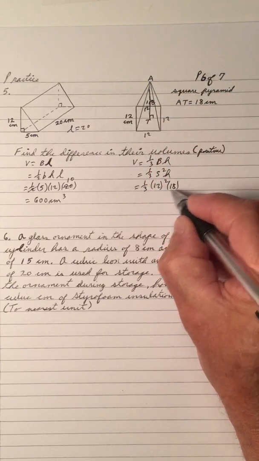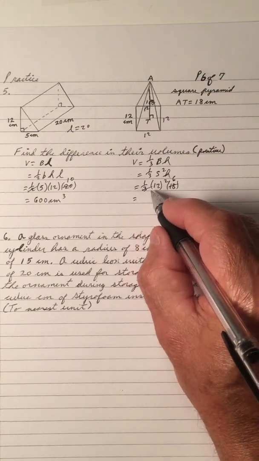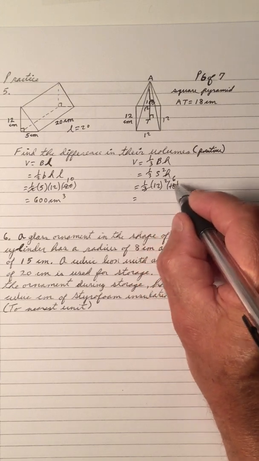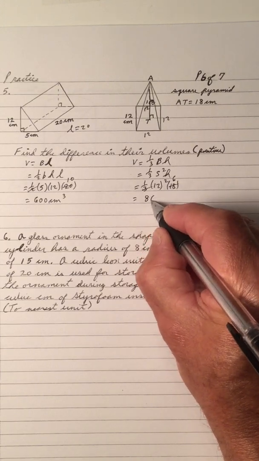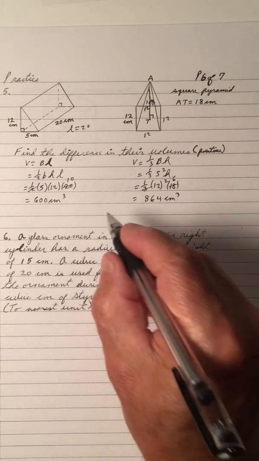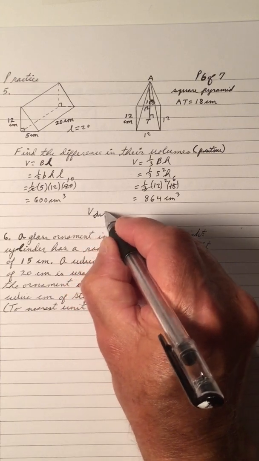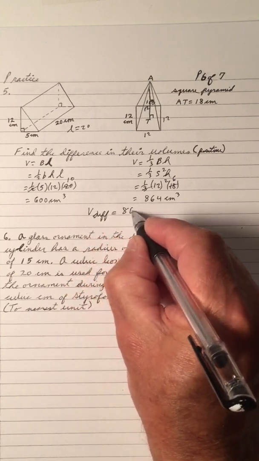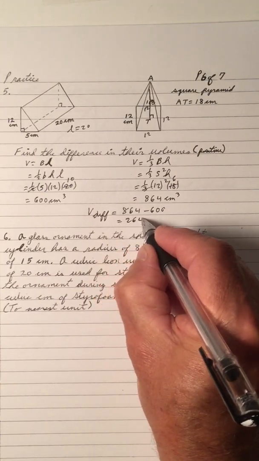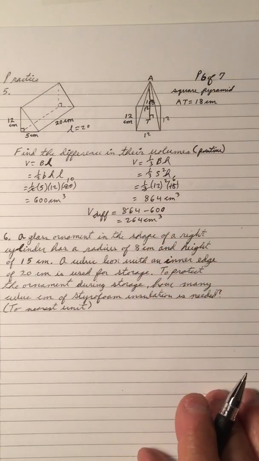Height is 18. 1/3 into 18 goes 6. So we get 144 times 6, which ends up to be 864 cubic centimeters. And the volume difference, DIFF for difference, is 864 subtract 600, and you get 264 cubic centimeters in the difference. Right.